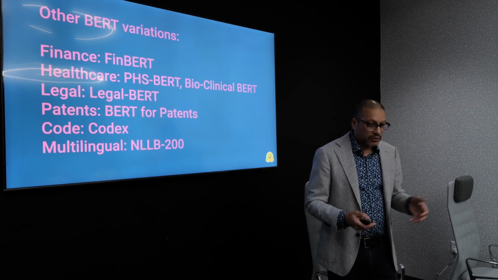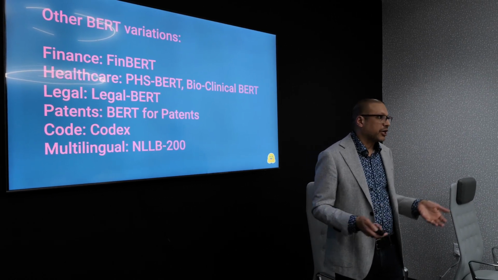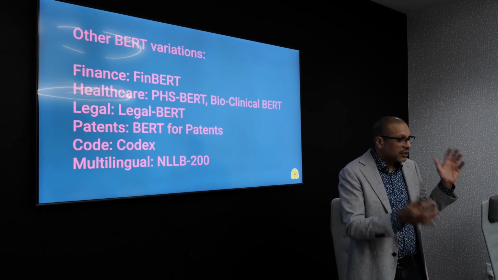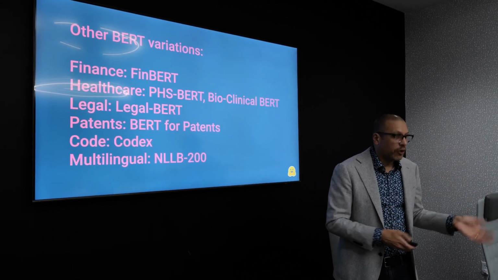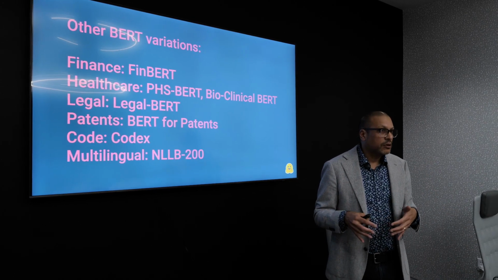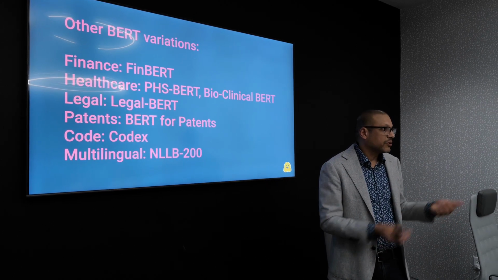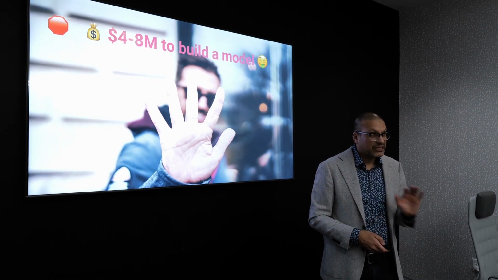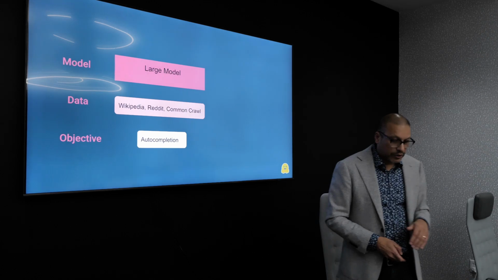If you're in finance, you might build a financial one, right? Healthcare customers, for example, have medical records, lots of weird abbreviations, language like that, and build their own. Patents. Source code, we talked about the code generation earlier. Right? That needs a different language model than one that's trained on Wikipedia. But it takes an enormous amount of money to build these models.